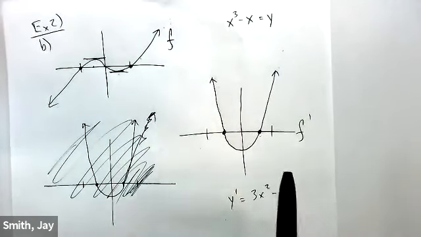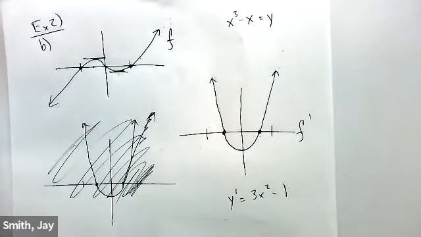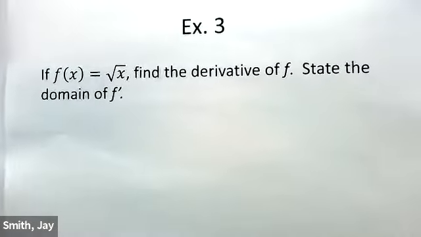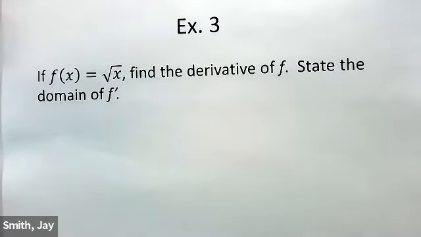Okay, let's move to another example because I feel like another example will help, so you can see how these things relate despite the function. All right, in example 3, it says f of x is equal to the square root of x. Find the derivative of f and state the domain of f prime.